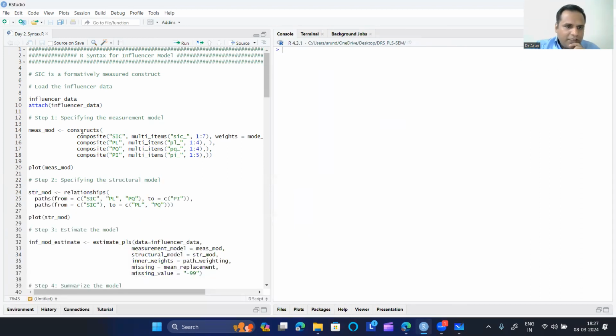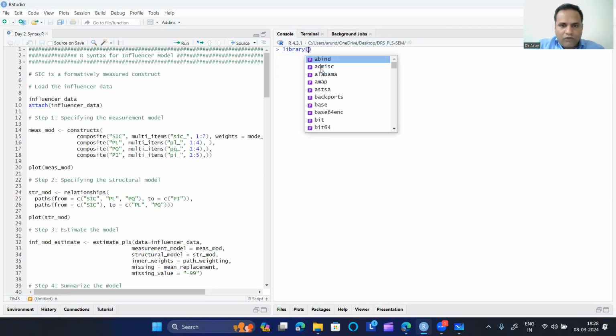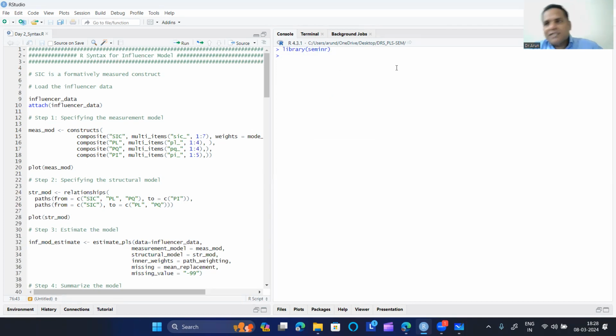So here, to the left of your screen, you have the script window, and to the right, you have your console window, which is a calculator. Now, whenever you open RStudio for the first time, please load the package. For loading the package, the command is library. You need not install your package again and again because it is already there.